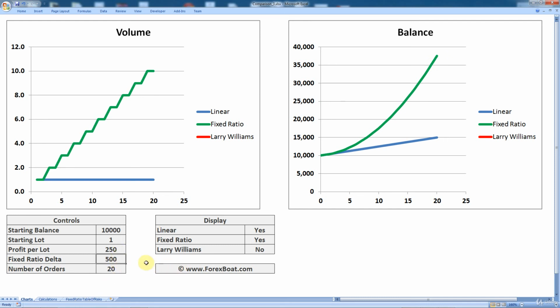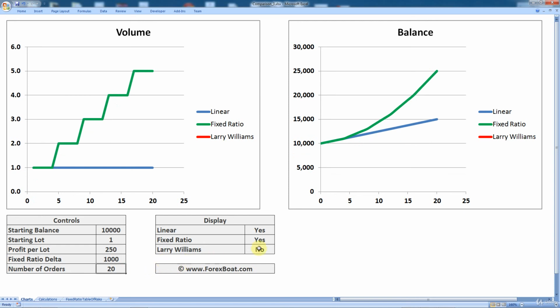Of course, you want to be a bit more conservative. Let's go back to $1,000 delta, and still you get from $10,000 to $25,000. So here you've got a choice of either using the linear method and earning, as always, $5,000, or earning $15,000. So three times more profit, just by being smart about how you reinvest your money. Okay, and number of orders.